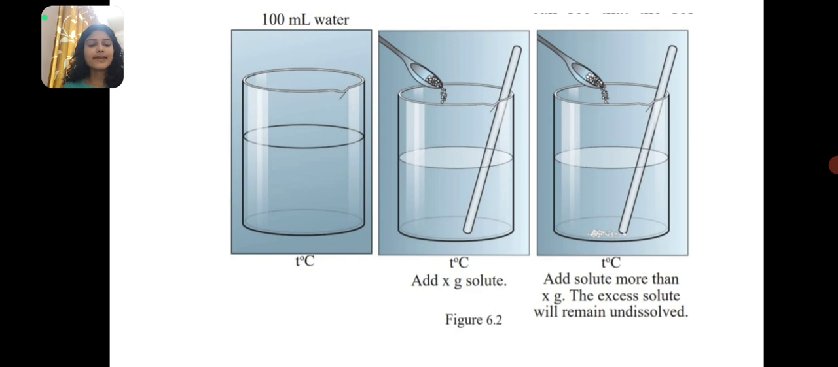Now, children, look at this beaker. Let's keep adding solute spoon by spoon. After a point, what do you observe? Right, some solute remains undissolved. So, this is a saturated solution. It contains the maximum amount of solute that can dissolve at a given temperature.